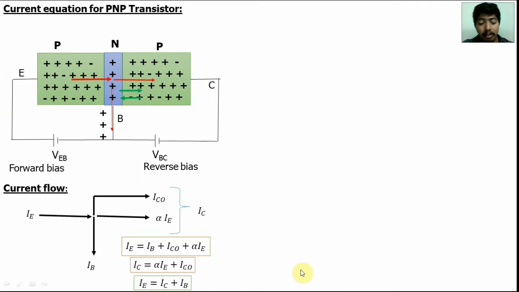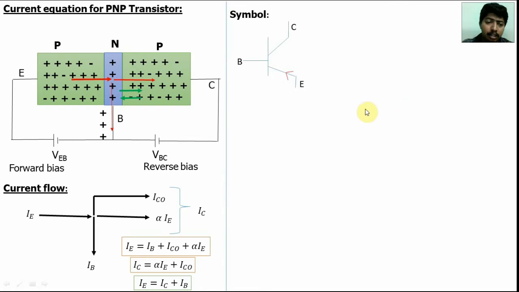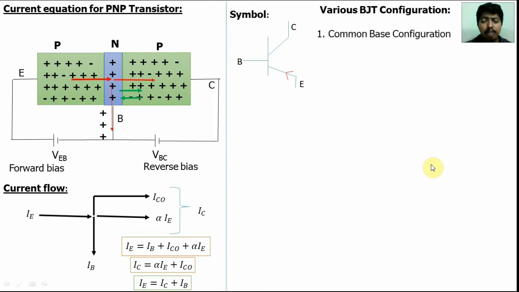Okay, the symbol for the BJT is here. On the emitter side, holes move in, so current flow moves in. The arrow indicates the hole direction or current flow. Then we will discuss various configurations of transistors. The various BJT configurations are common base configuration, common emitter configuration, and common collector configuration.